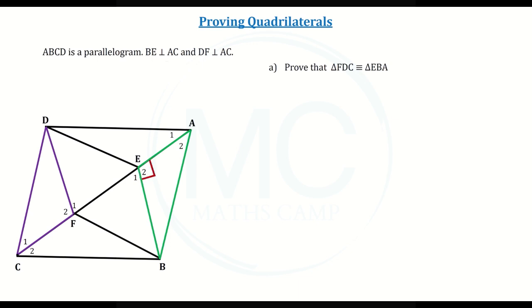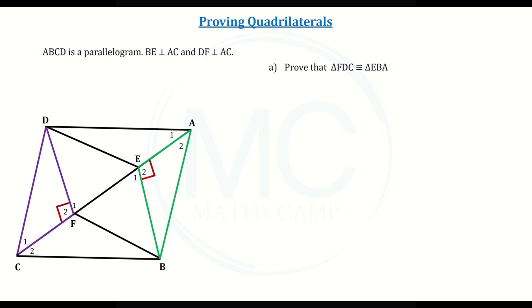The question also tells us that DF is perpendicular to AC. Angle F2 over here sits inside triangle FDC where these two lines meet. So this is also a 90-degree angle. So let's mark it in red.